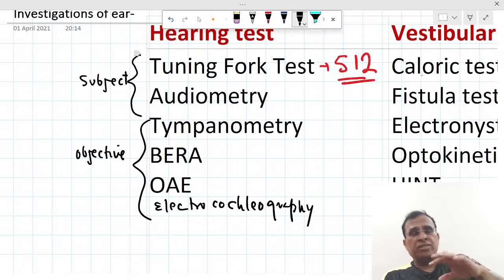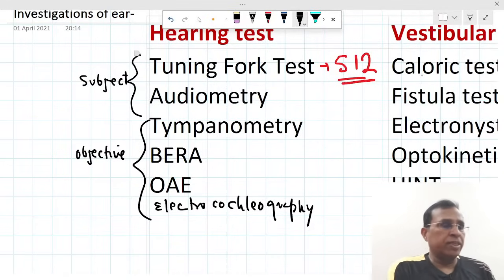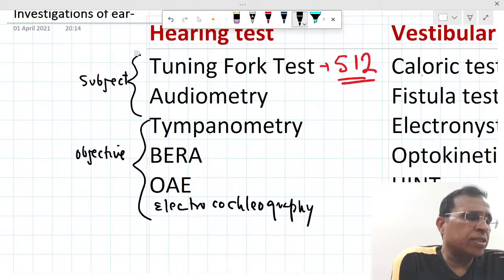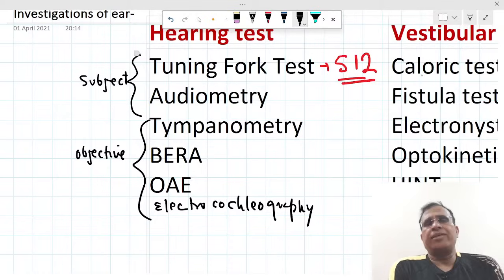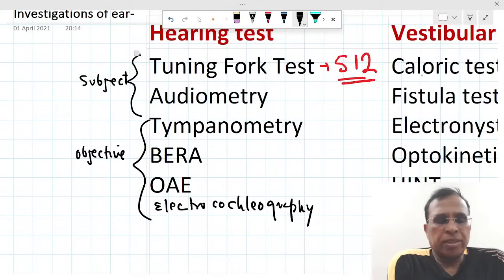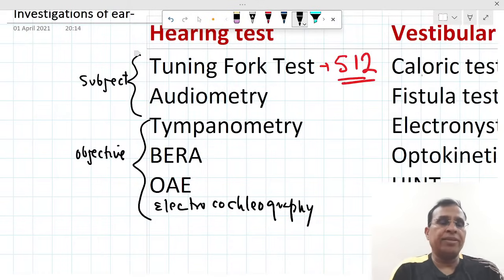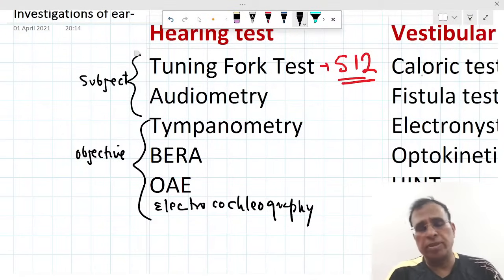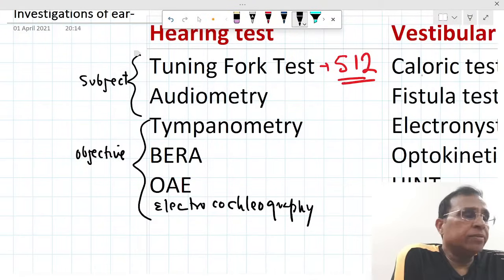So these are the subjective to objective tests. I hope you have got the answer. But we cannot discuss the tests for hearing now because it's a very long topic. The time we have spent discussing would be exceeded if I discuss it.